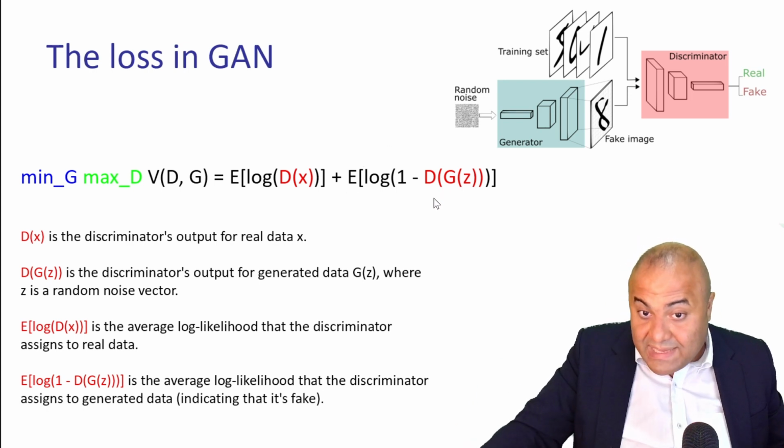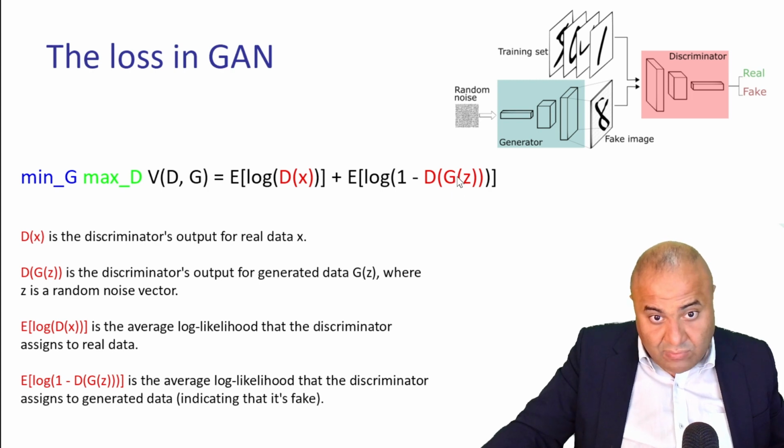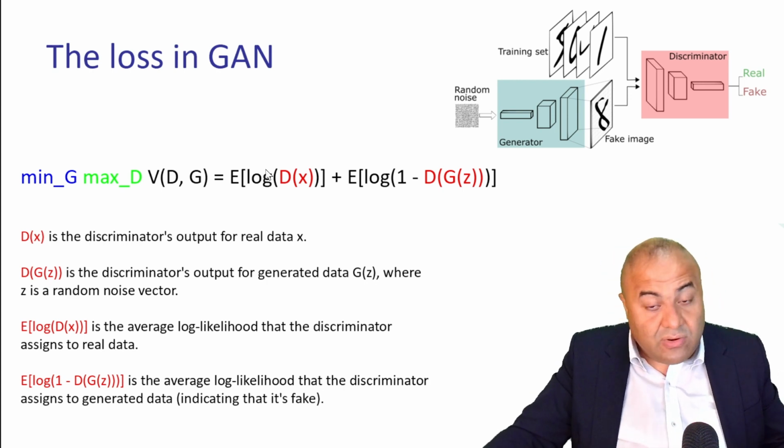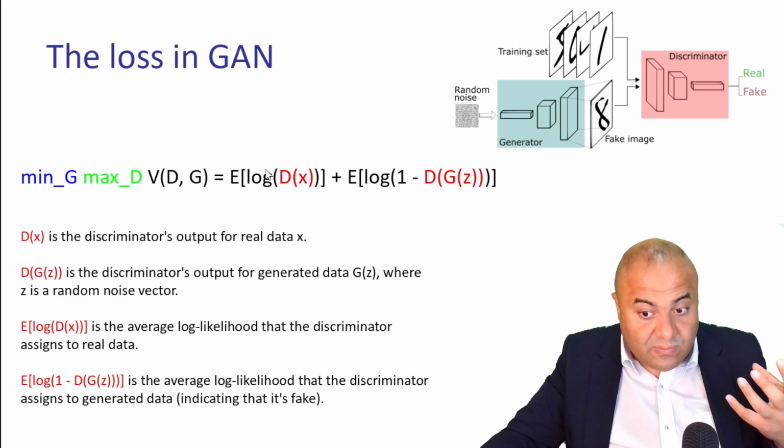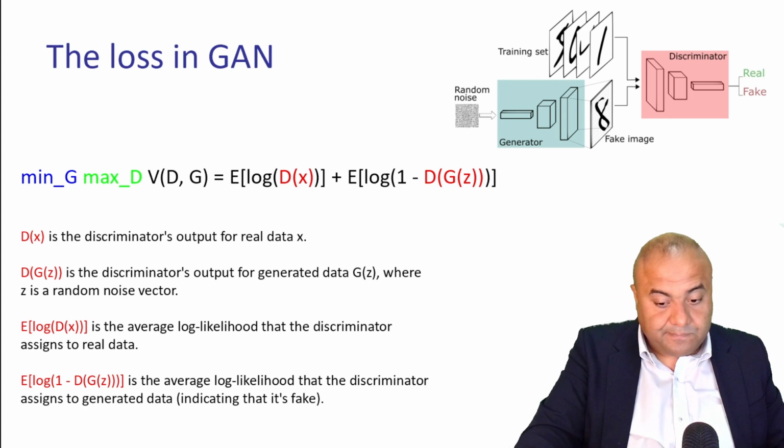Of course, if it misjudges the image, let's say we put in a fake image and the discriminator outputs 1 here, then this term will be 0. So it will not get any benefit from here. And this term, of course, if it misses, will also be 0. And this is not what the discriminator wants to do.